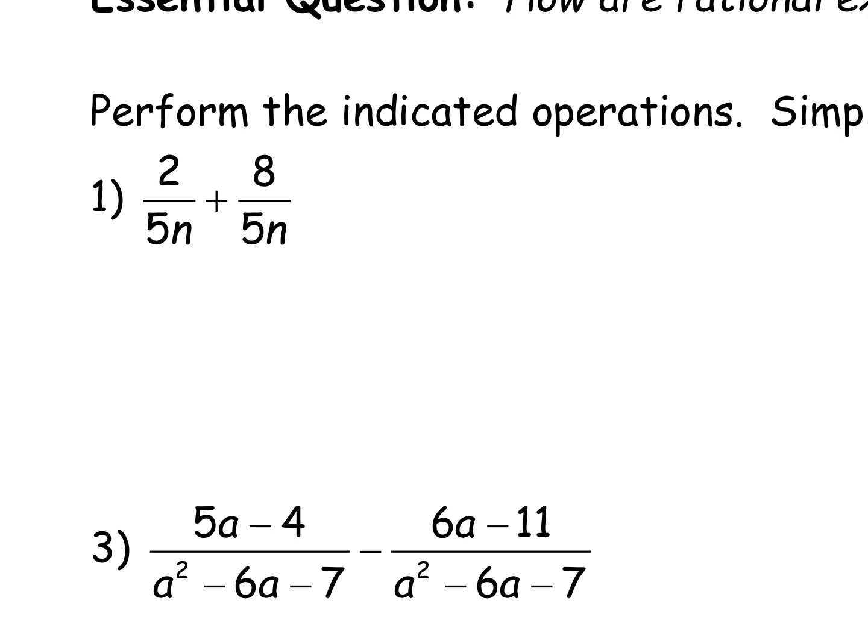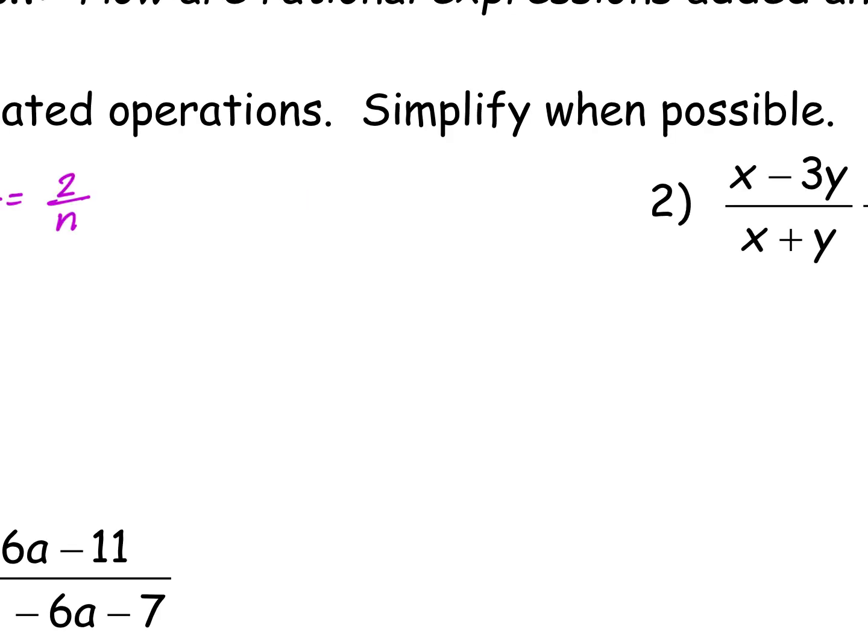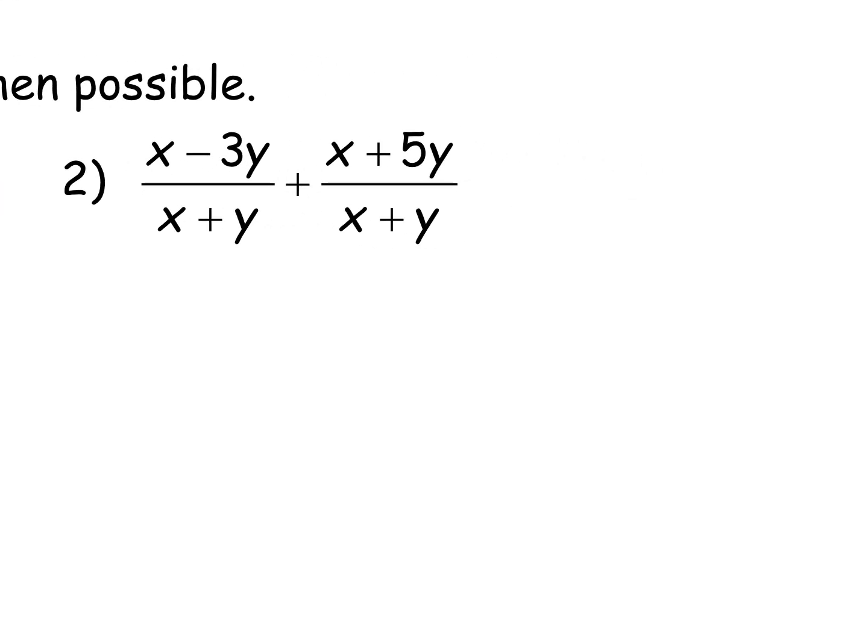Yeah, I'm just adding top and bottom, right? The denominator stays the same, and I just add the numerators. So this becomes 5n. When the denominator stays the same, just add the numerators, so it becomes 10. And then I simplify that, 2 over n. Okay? Yeah, that's right. 2 over n. As long as the denominator is the same, I'm just going to add or subtract, I guess I should say, my numerators.